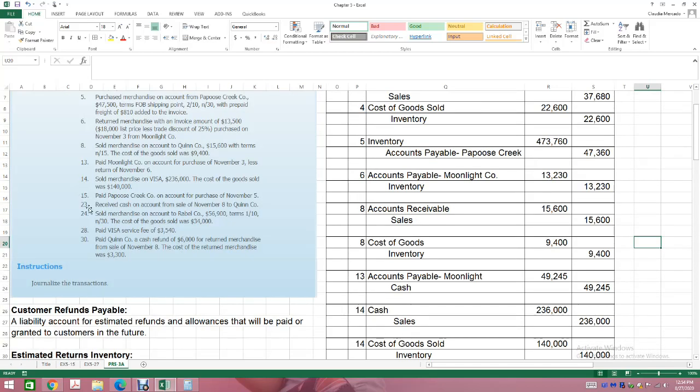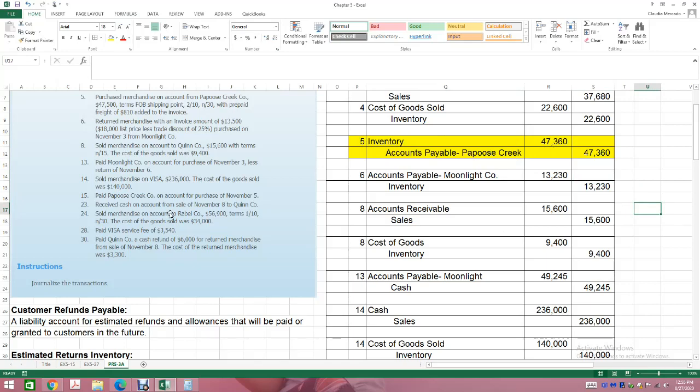On the 15th, it says you paid Papoose Creek on account for the purchase of November the 5th. So let's look at November the 5th here. What happened on November the 5th is that we purchased inventory from Papoose on account. And now we're paying them, this should be 47. So, on the 5th, this is the entry that we had recorded for $47,360. And now we are paying it.